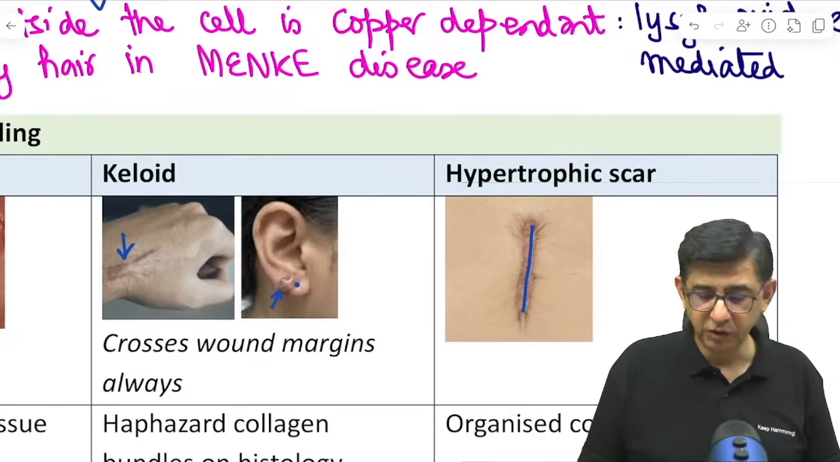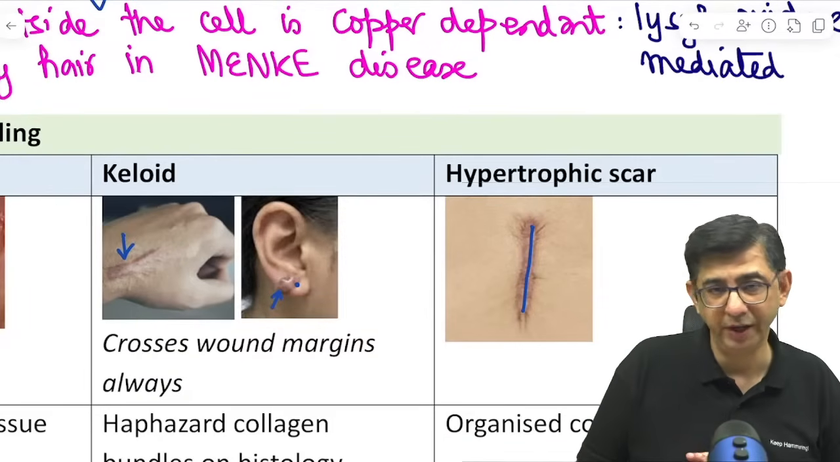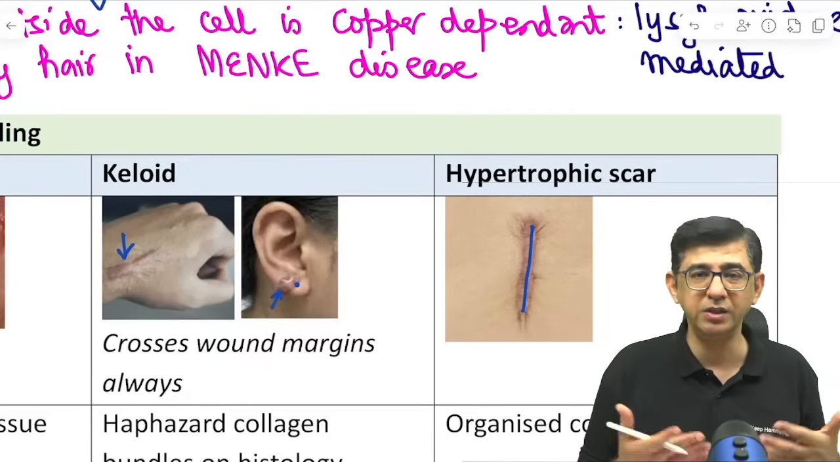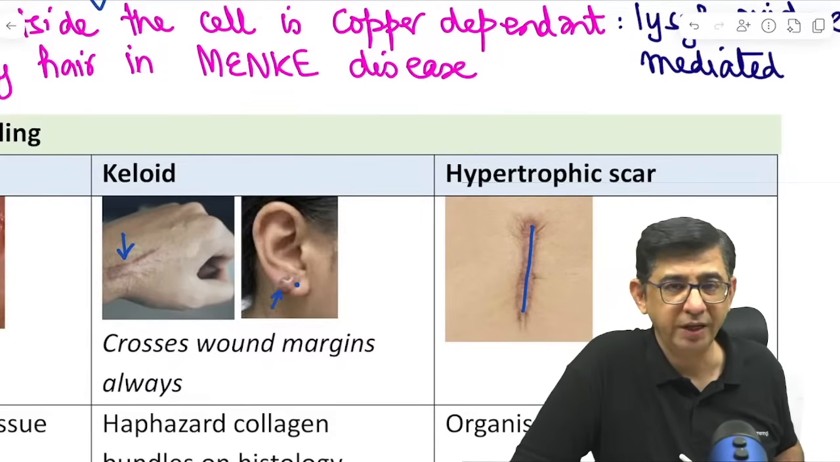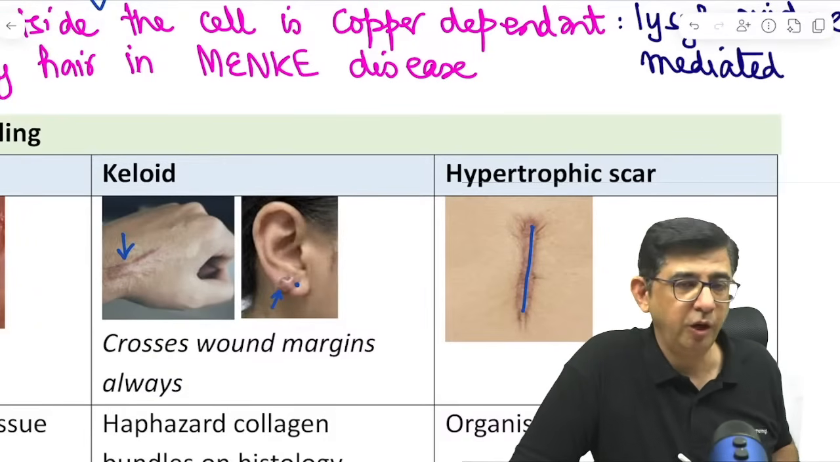But then if it is going to be perpendicular to Langer's lines all the time, yes, because that is one of the reasons why the scar is developing. If the incision is along the Langer's line, then the chances of scar formation will be significantly reduced. Then cosmetically appealing scars will be formed.